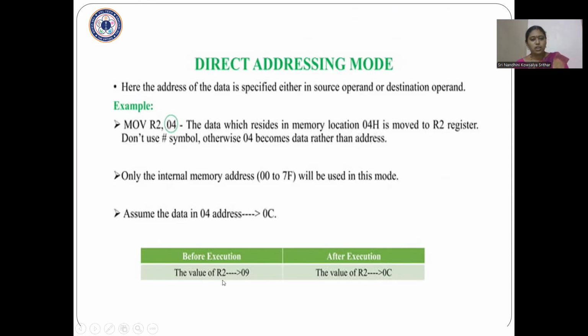Before execution, the value of R2 is equal to 09. After execution, the value of R2 is changed to 0C, because in location 04 we have the value 0C. So it is moved into the R2 register.